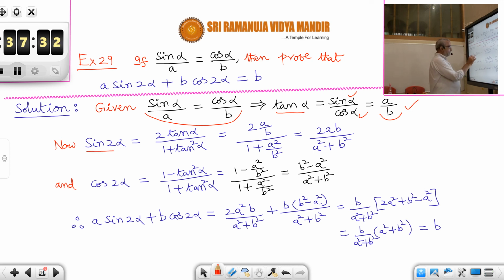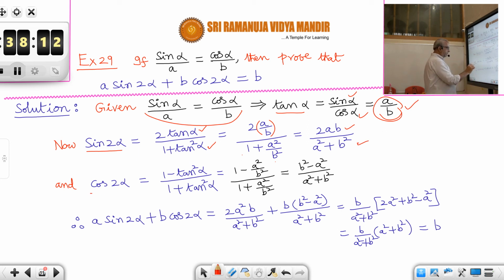Now sin 2 alpha. We have another formula, not only 2 sin alpha cos alpha. In terms of tan alpha we have one formula: 2 tan alpha by 1 plus tan square alpha. 2 sin alpha cos alpha we use frequently, but there is another formula, 2 tan alpha by 1 plus tan square alpha. We have shown that tan alpha is a by b. So 2 into a by b by 1 plus a square by b square. If you simplify that, you will get 2ab by a square plus b square.